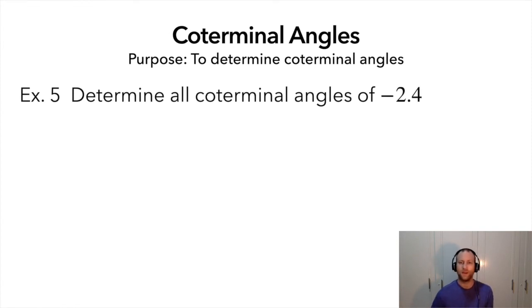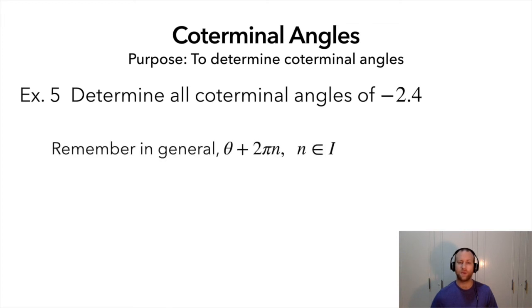Now the problem is you can keep adding 2 pi or subtracting 2 pi to get many, many coterminal angles. So how do I do the whole thing? It's using this equation. Remember, in general, theta plus 2 pi n, where n is an integer, would give me a coterminal angle. So if I want all the coterminal angles of negative 2.4, I'm just going to put negative 2.4 plus 2 pi n, where n is an integer. This gives me every single coterminal angle of negative 2.4.